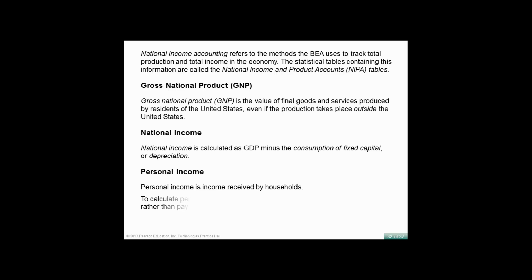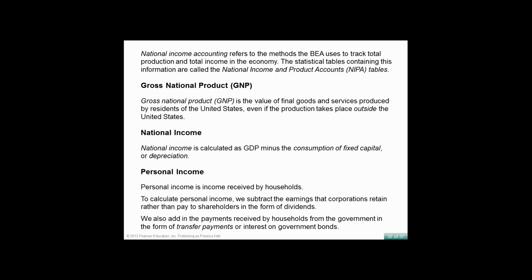National income accounting refers to the method that the BEA uses to track total production and total income in the economy. The statistics tables containing the information are called the National Income and Product Accounts, or NIPA tables. Other ways that we could measure, instead of GDP, which is the most common that we hear, is gross national product. Gross national product, or GNP, is the value of the final goods and services produced by residents of the United States, even if that production takes place outside of the United States.